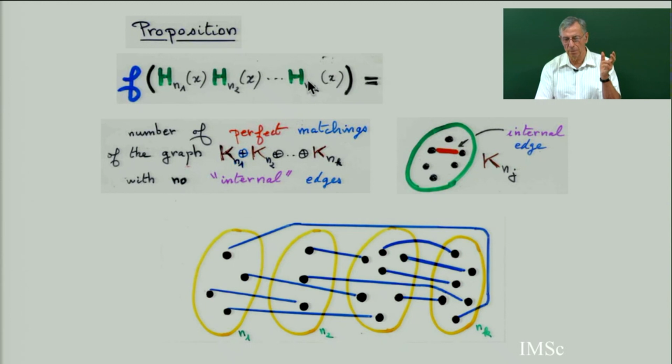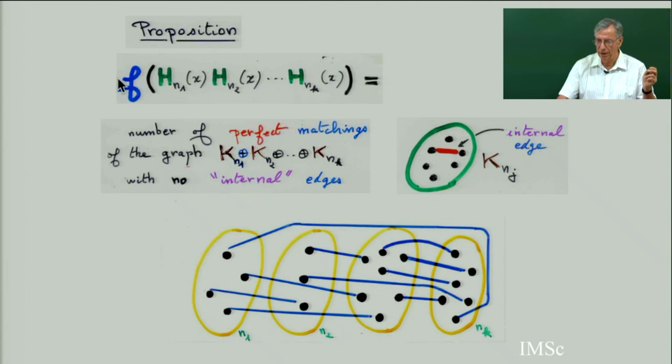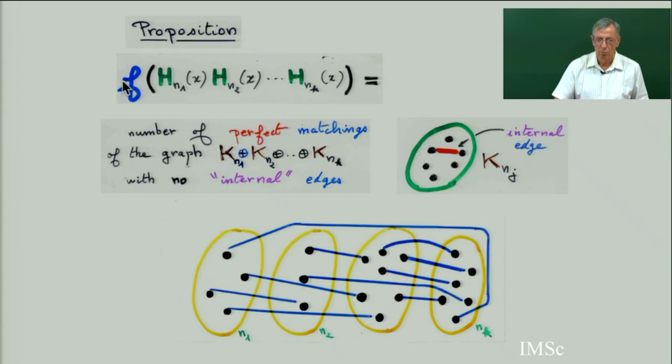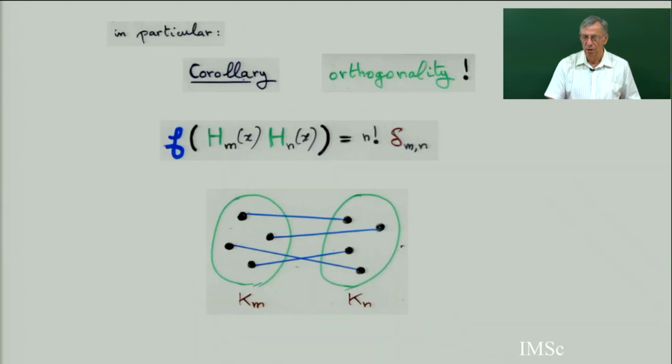Knowing that the Hermite polynomial is a matching polynomial of the complete graph, and f applied to a polynomial is defined by f of x to the power n equals the number of perfect matchings of the complete graph on 2n elements. Before proving this, there is an immediate corollary, the orthogonality.